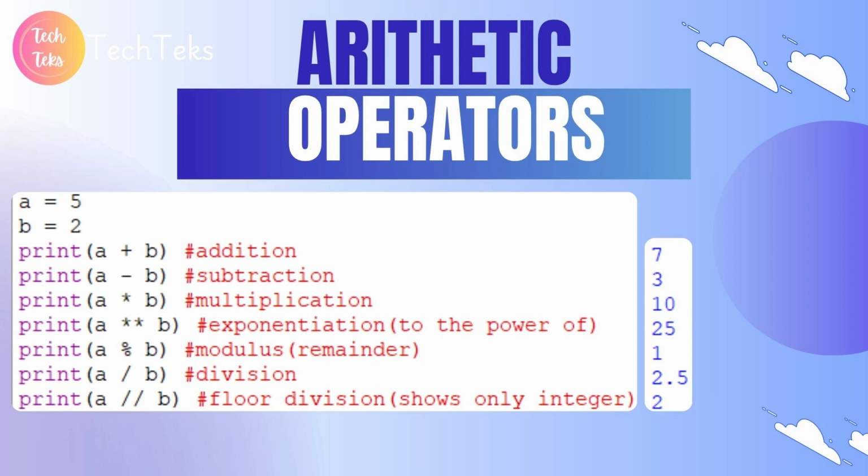Now we can have division, and that is A divided by B, then we get 2.5. Now we're going to have floor division, which shows only integer, and that is A // B. So slash, which is division, gives a float. It always gives a float, a fraction number. And the double slash, which is the floor division, gives the number to the nearest integer.